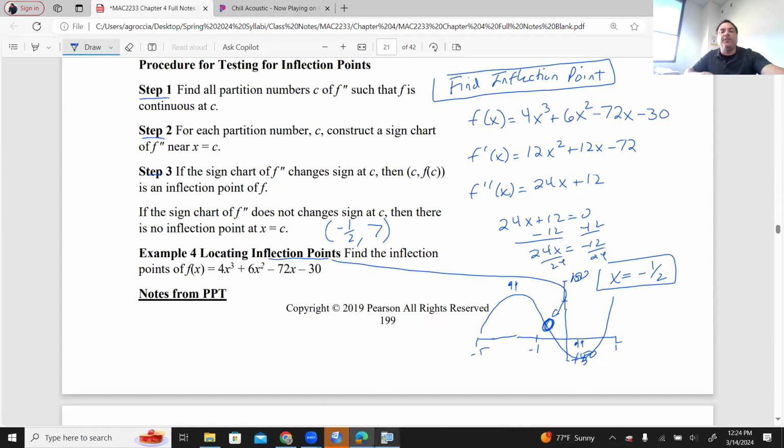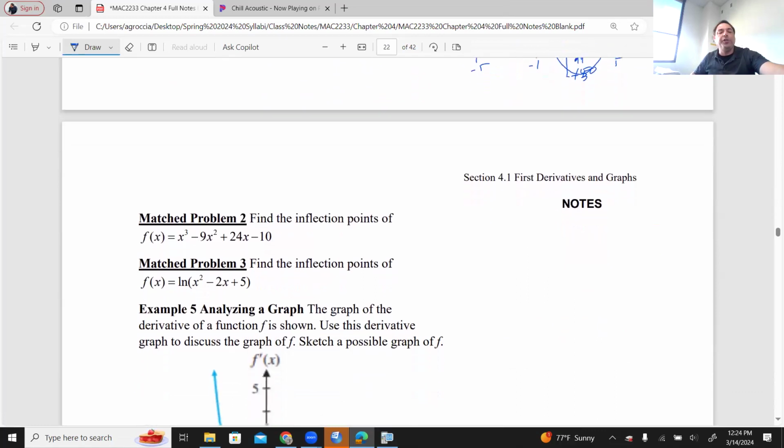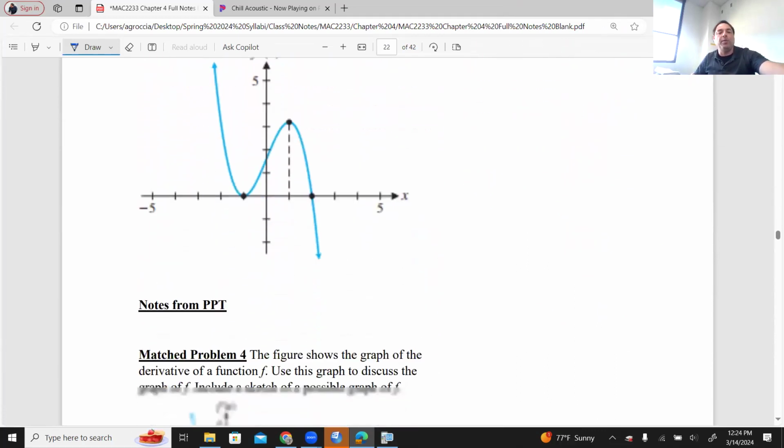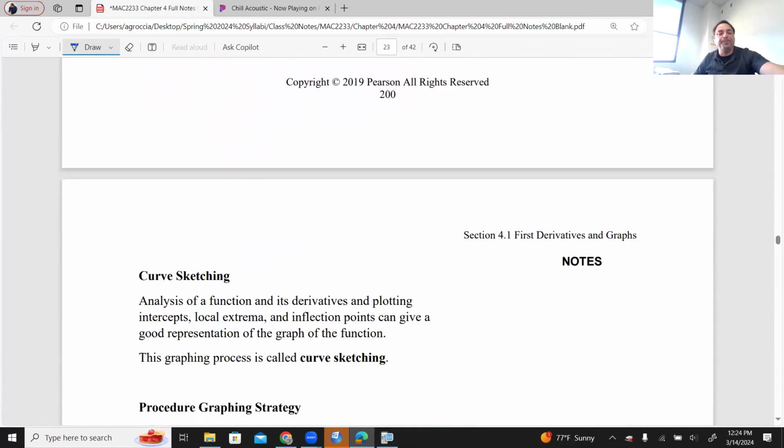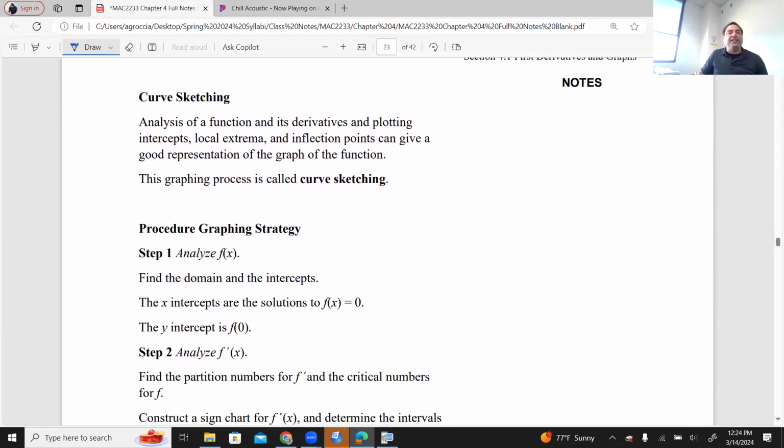Now, we learned this thing called inflection point, and we're going to use it. And there's a bunch more examples and problems and all that stuff that you can work on. But we're going to use this in something called curve sketching. We're going to really, really analyze a graph. And remember, it's all about the original.